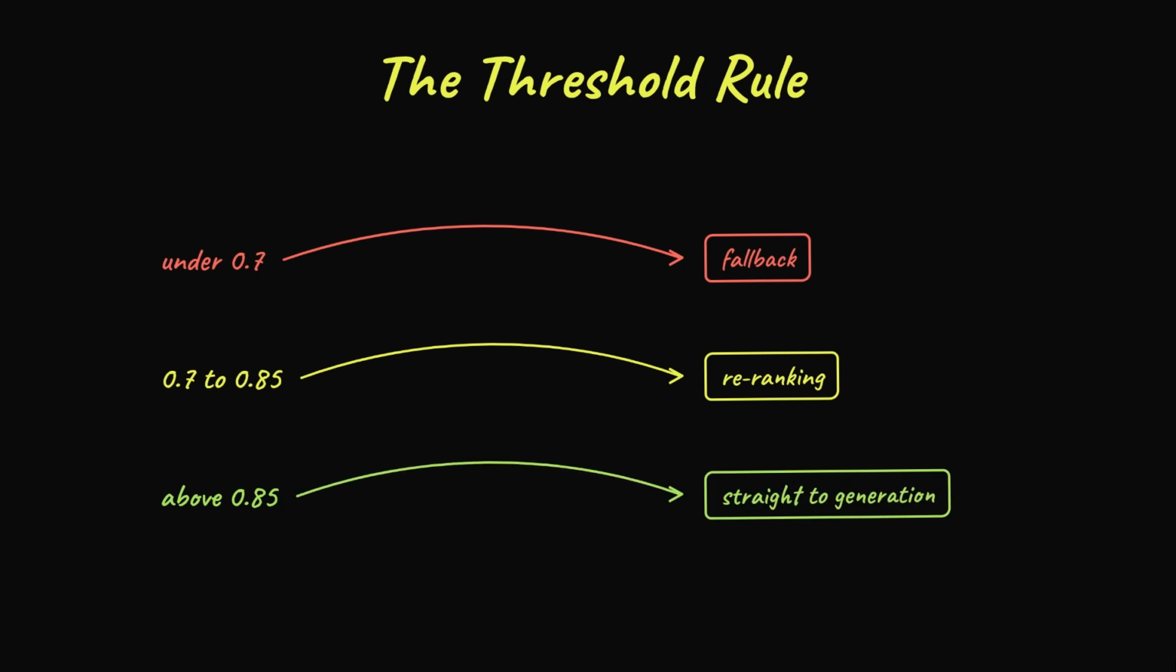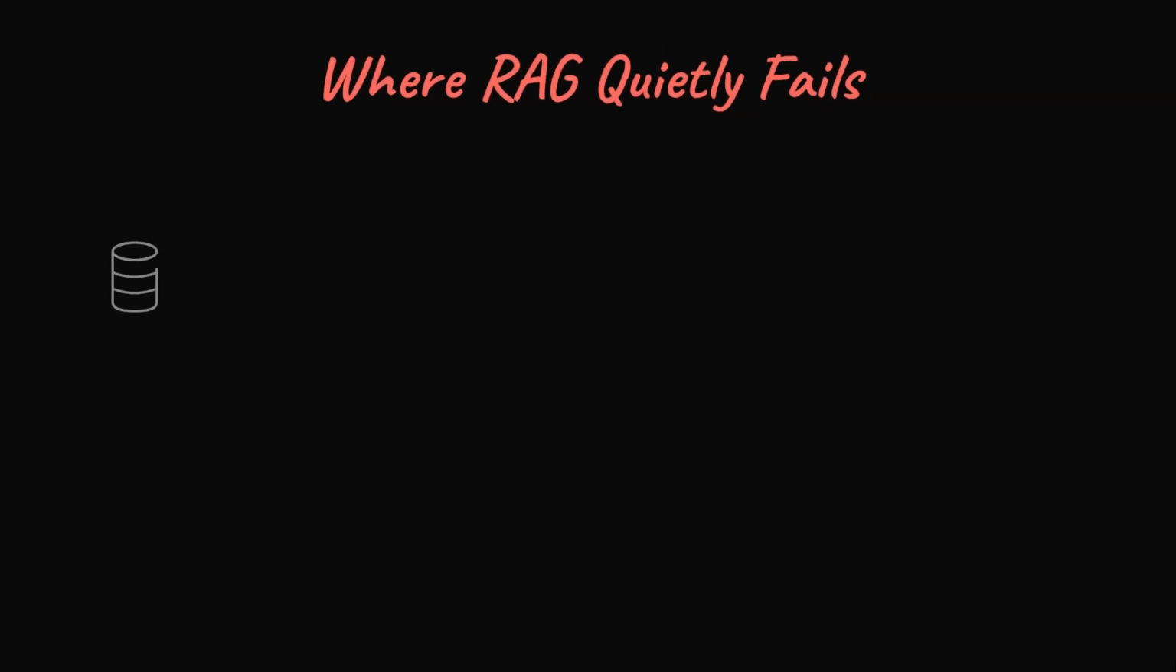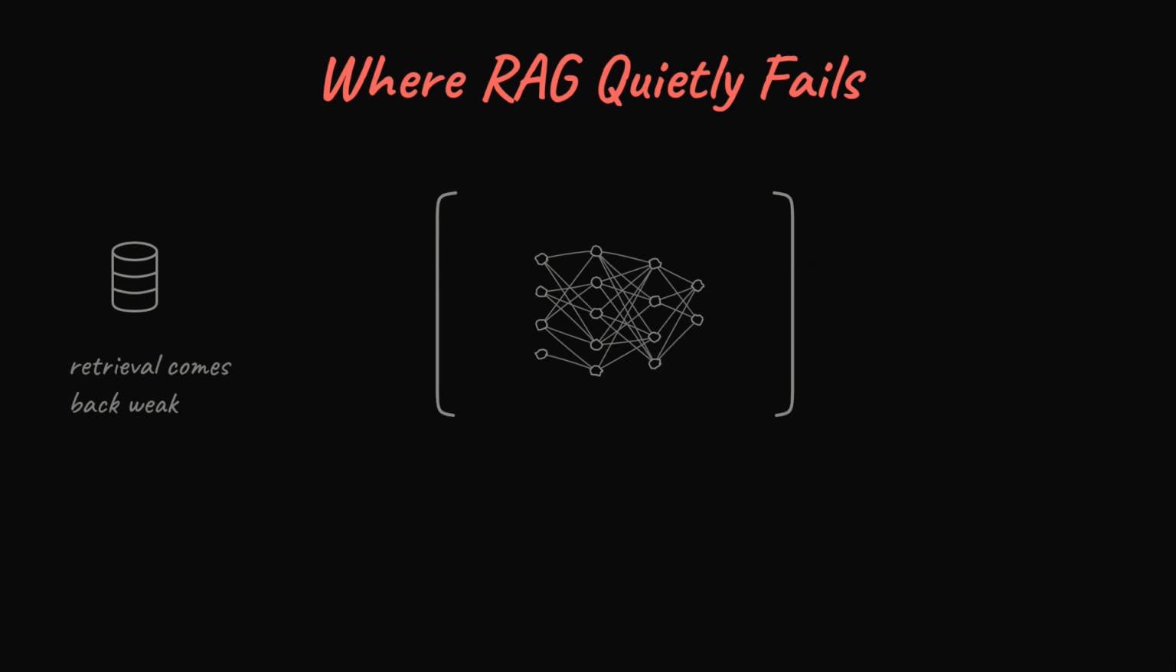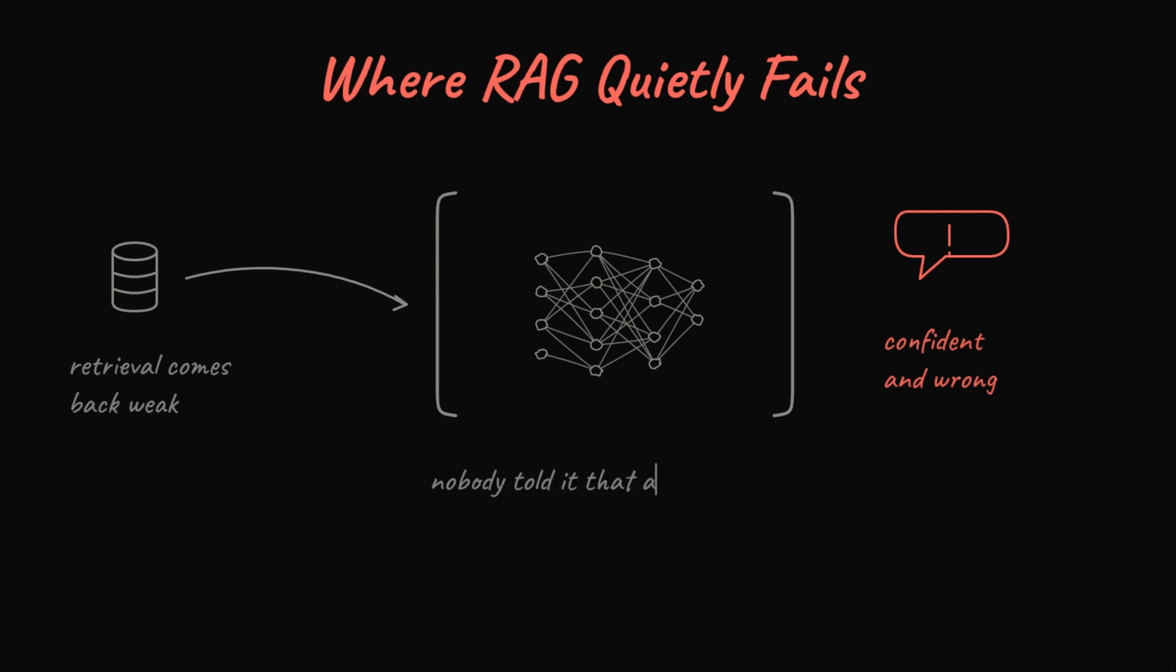This one decision point is probably where most RAG systems quietly fail in production. The retrieval comes back weak. Nobody told the model that's okay to admit, so it just fills the gap with something confident and wrong. Writing the threshold down before you code anything forces you to actually decide instead of leaving it to chance.